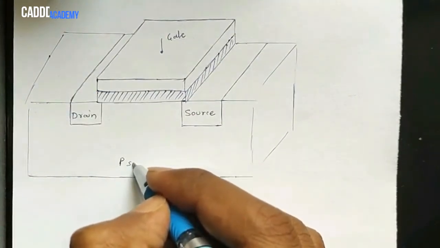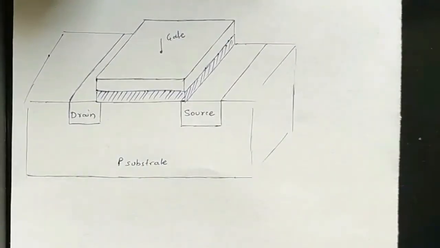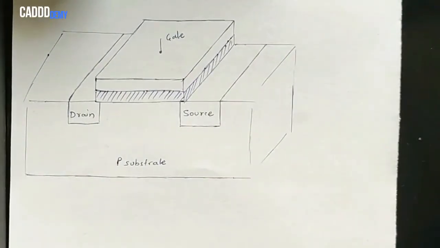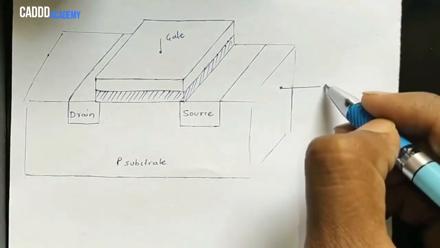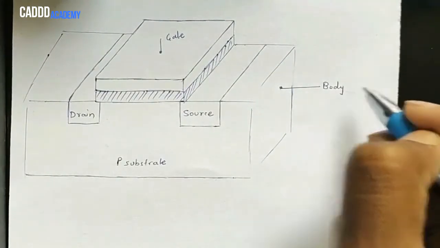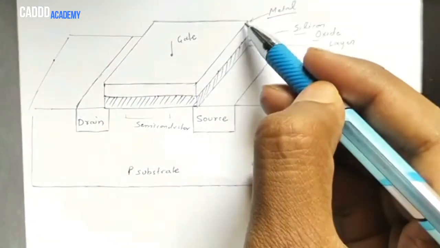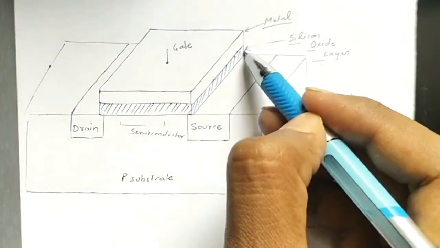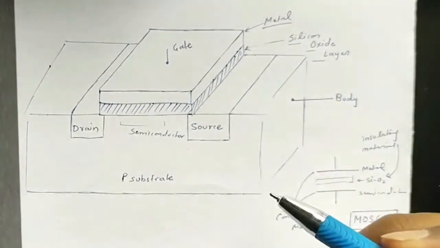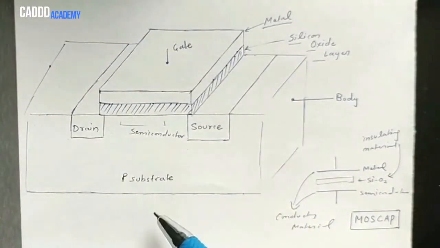So here the substrate is what? P-type substrate, because here we are talking about the N-channel MOSFET. And this is the fourth terminal, which is body. So at the top we have a metal, and after that we have a silicon oxide layer. Below the silicon oxide layer, all the things are semiconductor.